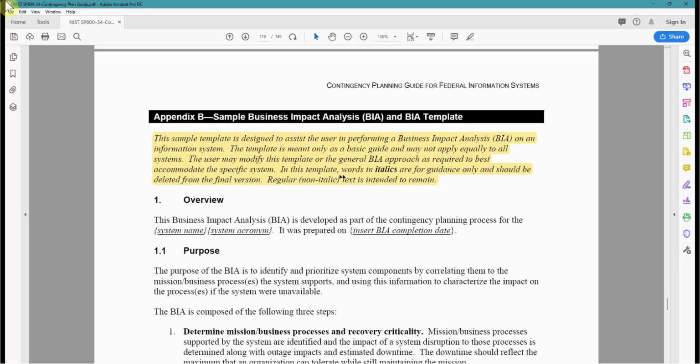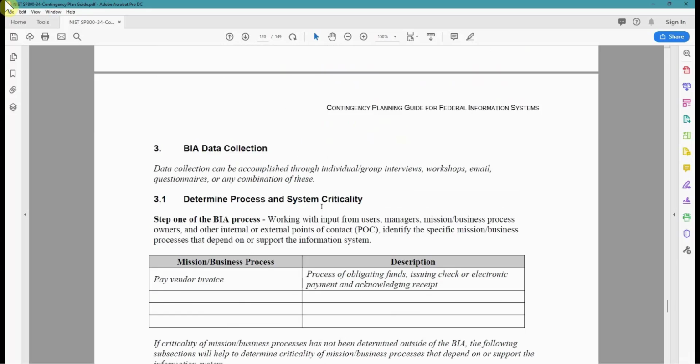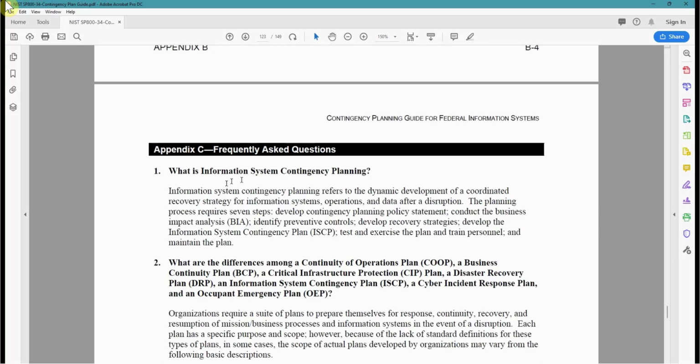In this template, words in italics are for guidance only and should be deleted from the final version. Regular non-italic text is intended to remain. So likewise, these are all the templates that you can follow to create your own business impact analysis whenever the need arises. And then we also have the frequently asked questions.